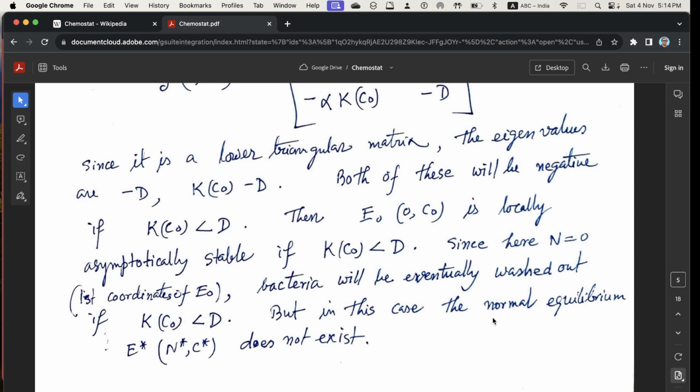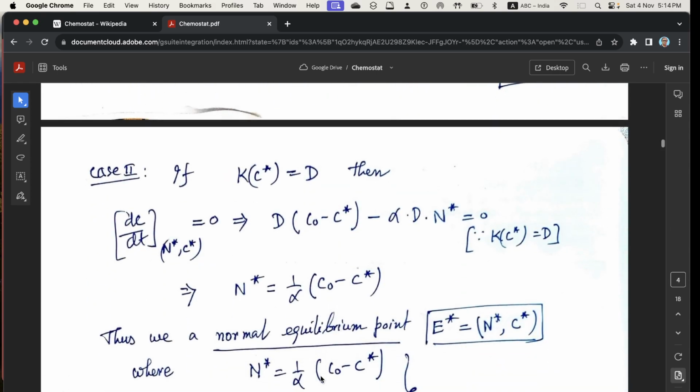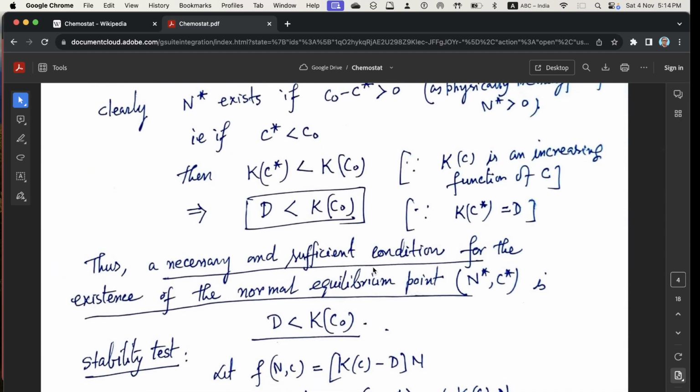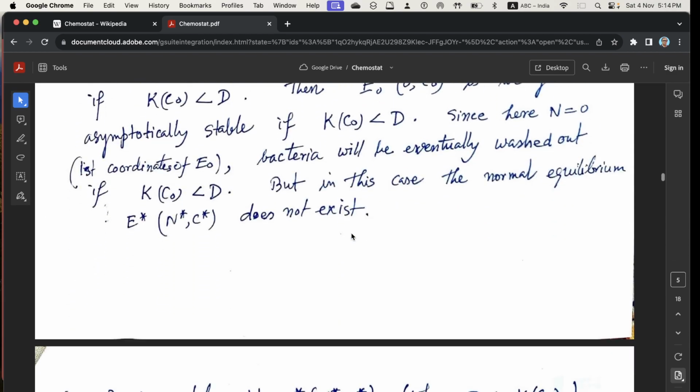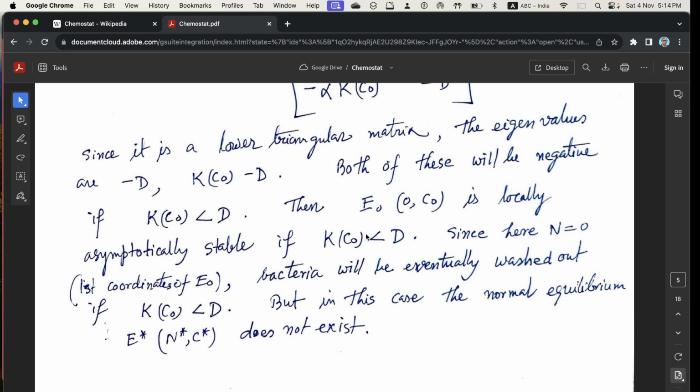But in this case, the normal equilibrium point E star does not exist, because the necessary and sufficient condition for the existence of the normal equilibrium point E star is that D is less than K(C0). But here K(C0) is less than D. So in this case, with K(C0) less than D, the normal equilibrium point does not exist. But when K(C0) is less than D, the washout equilibrium point E0 is locally asymptotically stable.